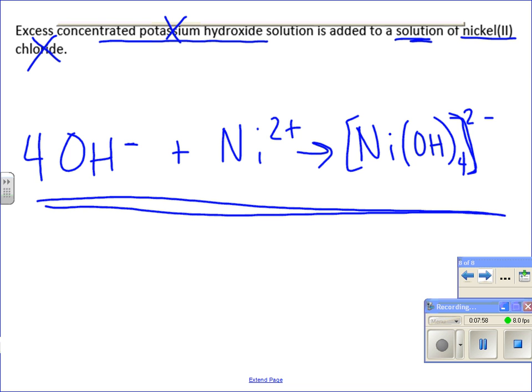Not too bad. Key words are excess or concentrated. That's going to tell you what's going to do the surrounding. You take the metal ion, surround it using the double rule, and just make sure the charge works.